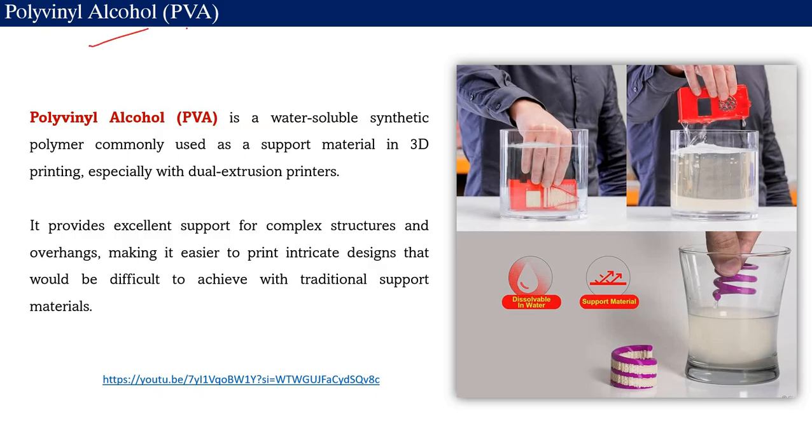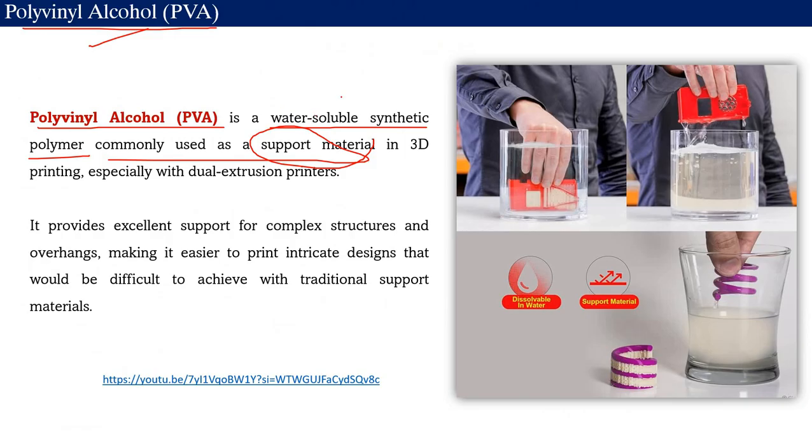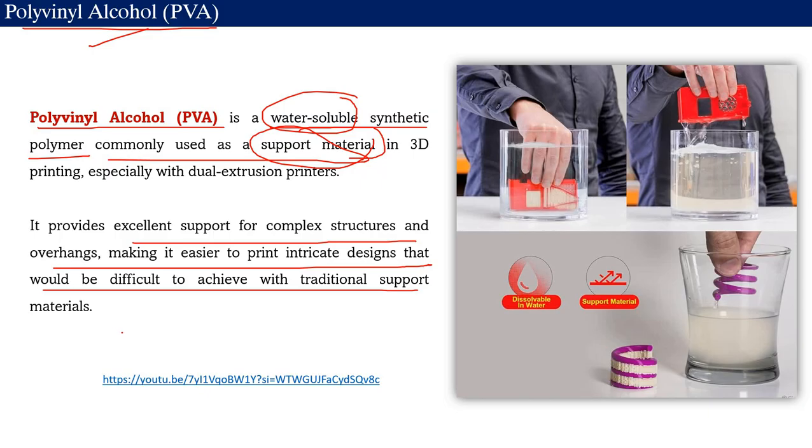Now this is very important. The next material is polyvinyl alcohol. Polyvinyl alcohol is a water soluble synthetic polymer commonly used as a support material. PLA, ABS and PETG are used for build material, while polyvinyl alcohol is used only to provide support because it is water soluble. It provides excellent support for complex structures and overhangs, making it easier to print intricate designs that would be difficult to achieve with traditional support material.